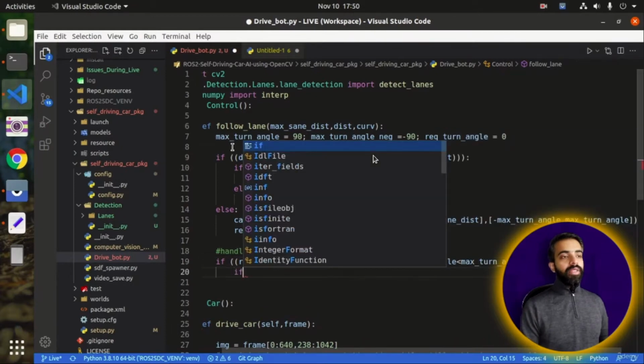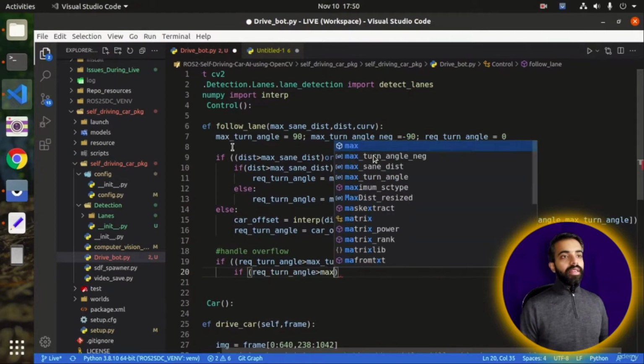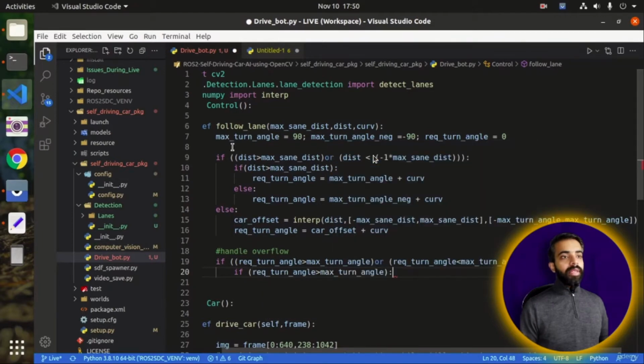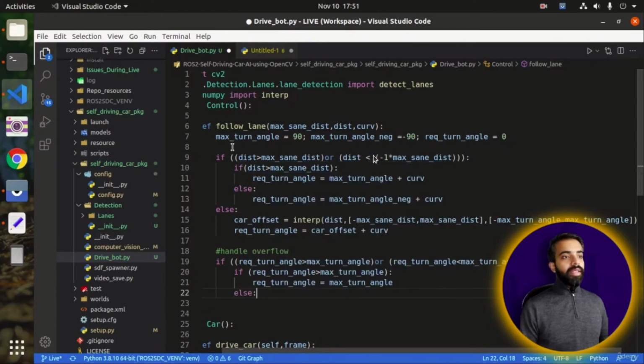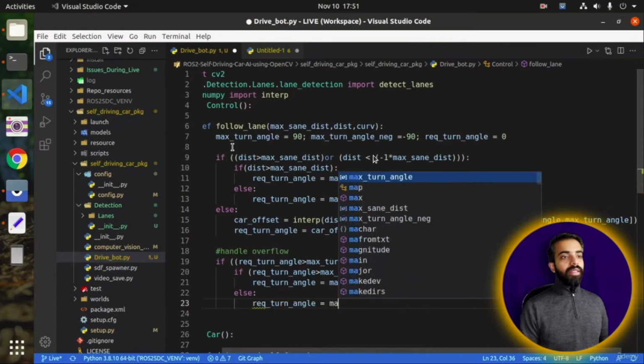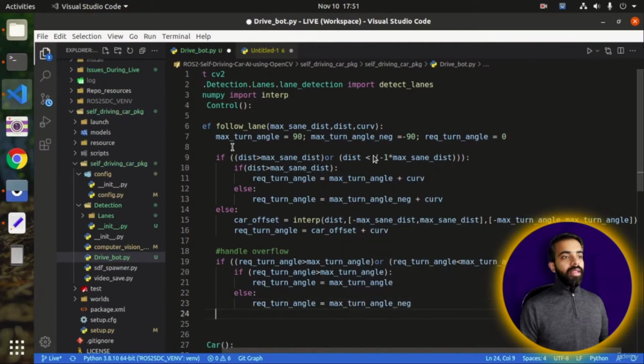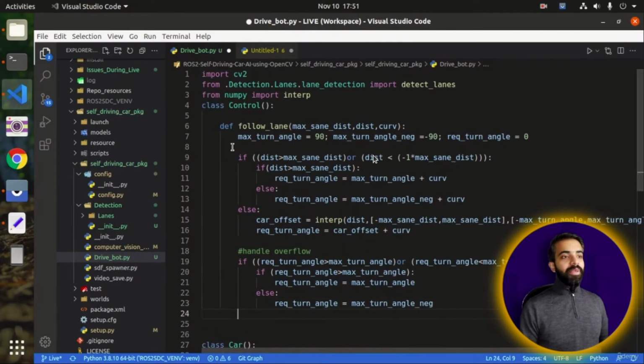So we handle the first overflow condition, that is, required turn angle is greater than the max turn angle. Then what we simply do is set the required turn angle to the max turn angle, because there's a maximum angle the lane can turn. We handle the other case by simply setting the required turn angle to the max turn angle in the negative case. Now, once we have implemented step 2, we can move to step 3 of this algorithm.